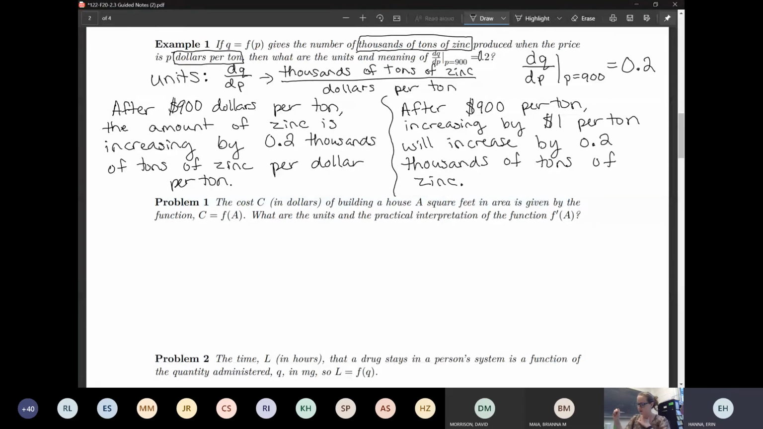Okay, so say we have the cost in dollars of building a house that's A square feet in area is given by the function C equals f of A. What are the units and the practical interpretation of the function f prime of A?